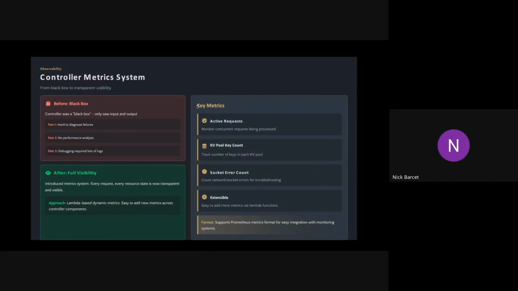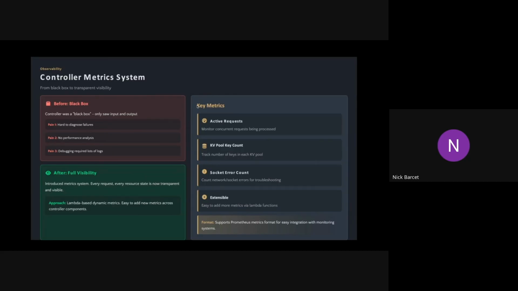Next, let's discuss observability improvements: the controller metrics system. The MCache controller is the central management node responsible for coordinating all MCache workers. It manages the distribution of KV cache across all MCache workers. But before this upgrade, the controller was like a black box. We could only see inputs and outputs, but knew very little about internal running state, performance bottlenecks, and resource usage.